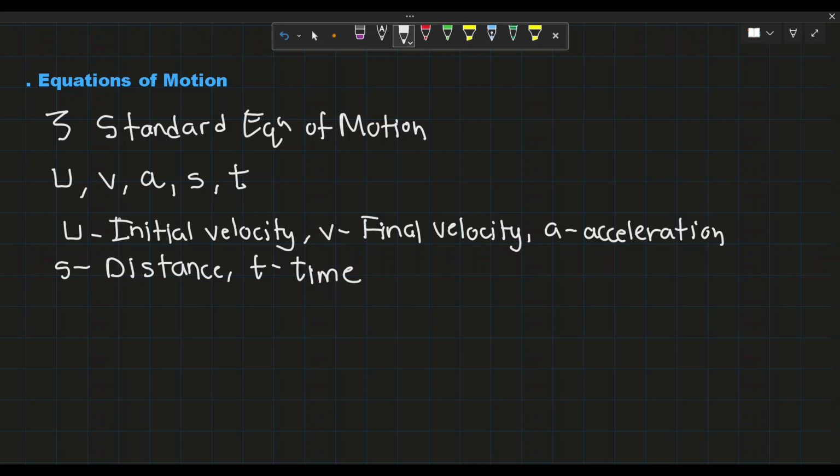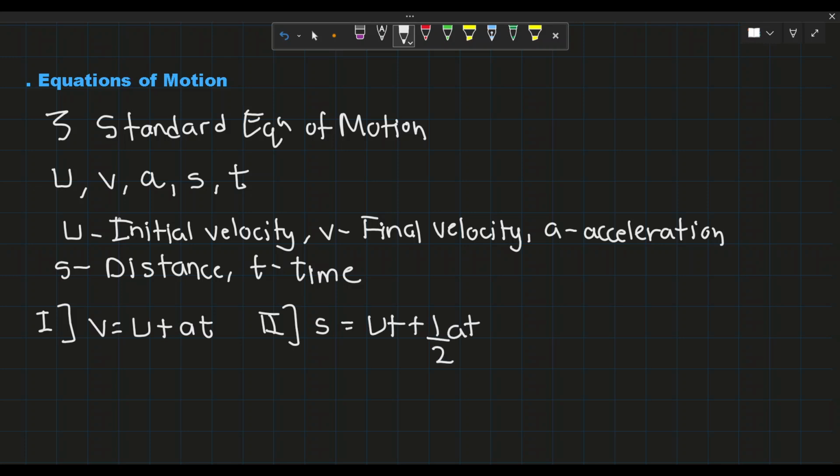So the three standard equations of motion are: V equals U plus AT. The second one is S equals UT plus half AT square, and the third one is V square equals U square plus 2AS.